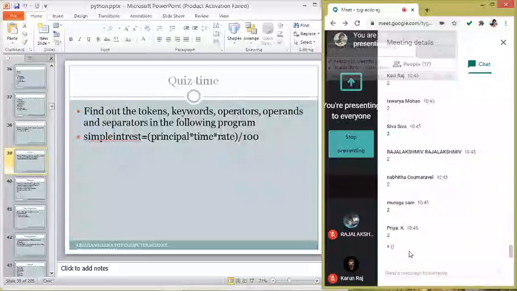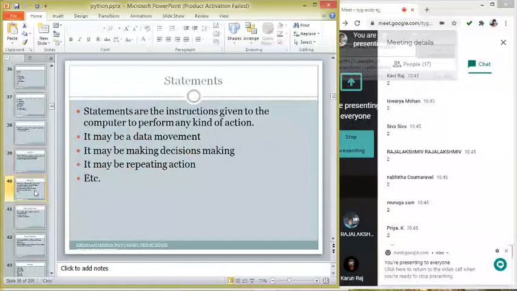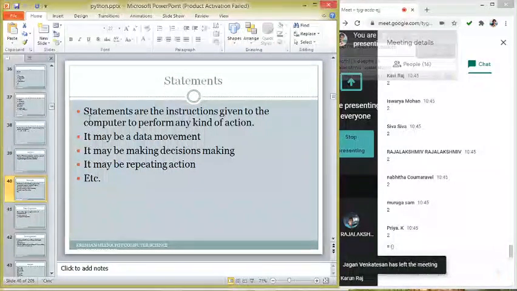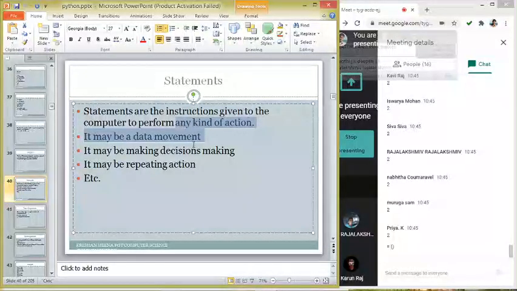Now we have successfully completed the operators in Python programming. Today we are going to learn about statements. What are statements in Python programming? Statements are the instructions given to the computer to perform any kind of action. It may be data movement, making a decision, repeating an action, etc.